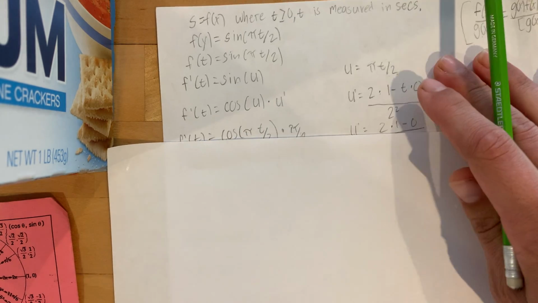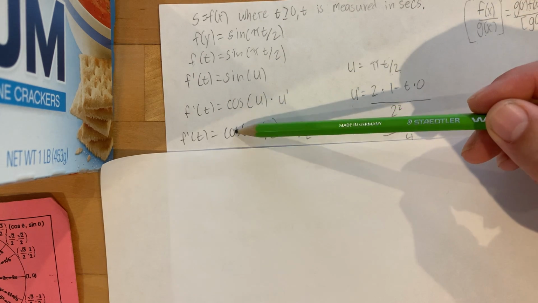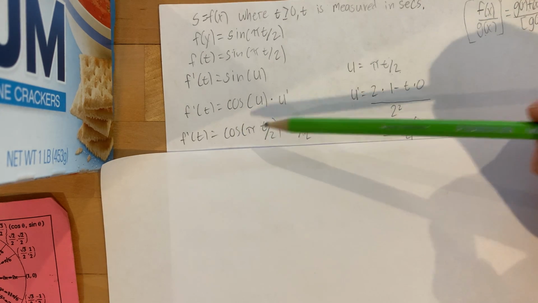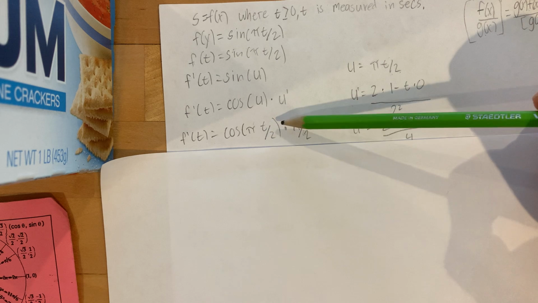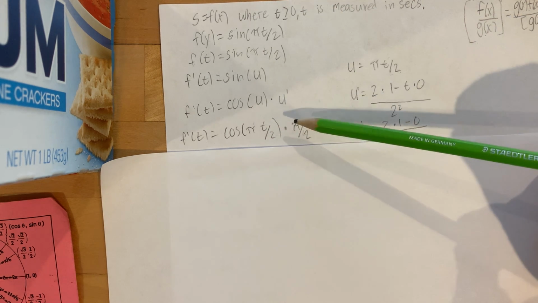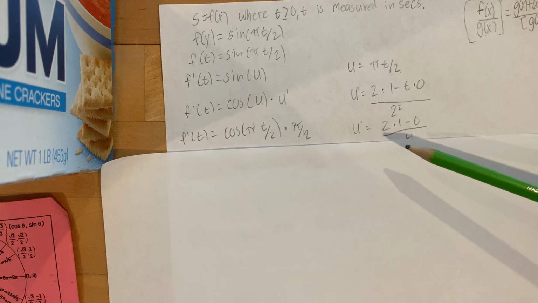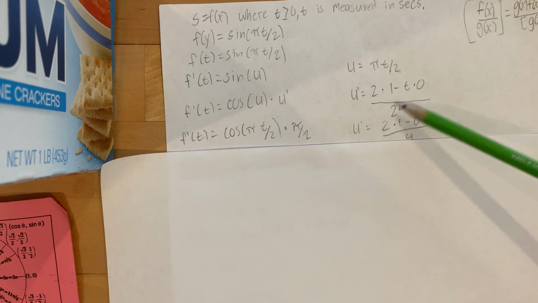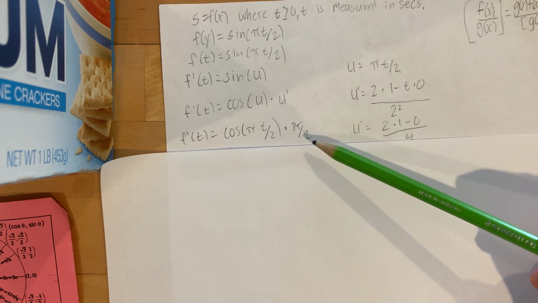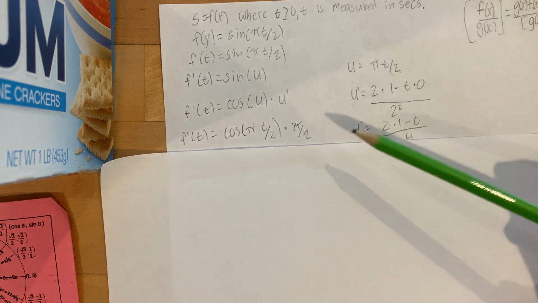Looking back at our original function, we have cosine times our u value, which is pi times t over 2, and we're going to multiply that by pi over 2 because we can simplify our u prime back down to pi over 2.